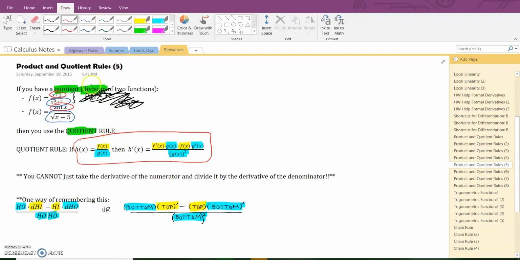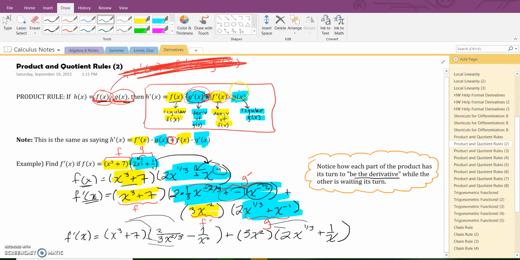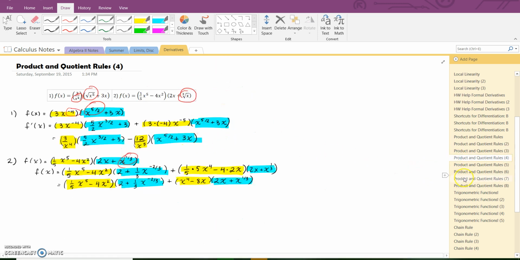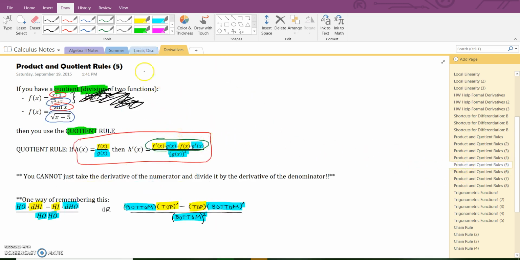And it's a little bit more complicated than the product rule, but not really. What I want you to do is look at the numerator here really carefully. And then look here. You should see that the product rule and the quotient rule are very, very similar. The main difference is for the quotient rule, we are subtracting. That's a subtraction sign right there.